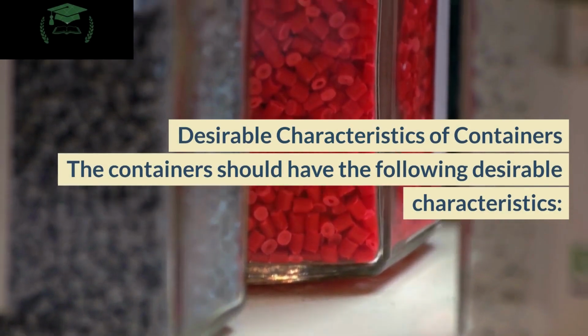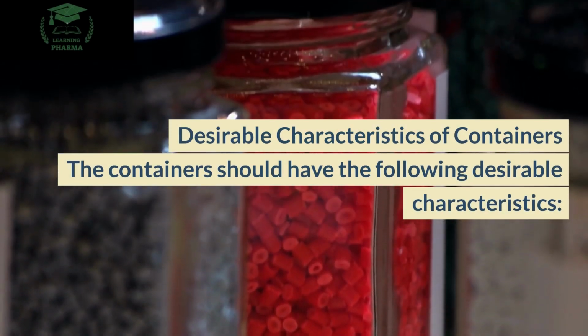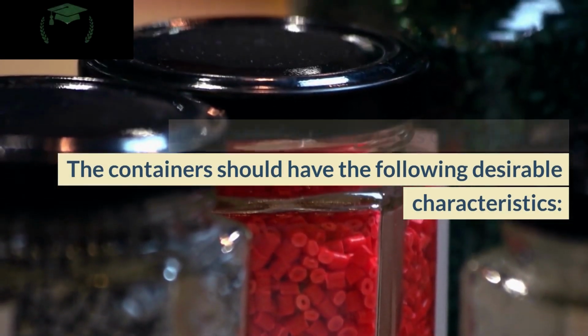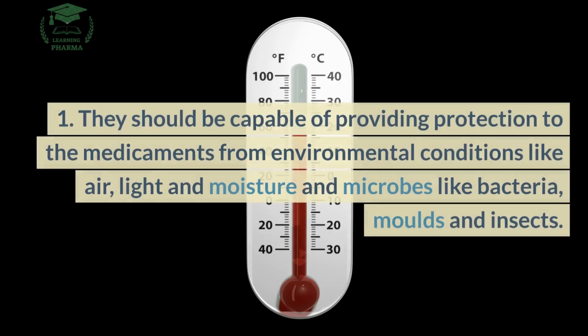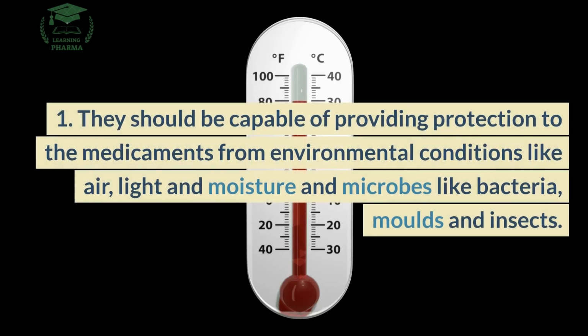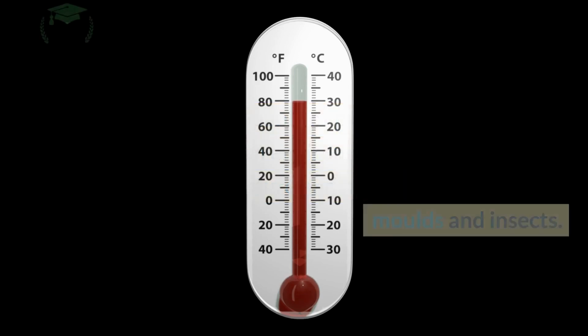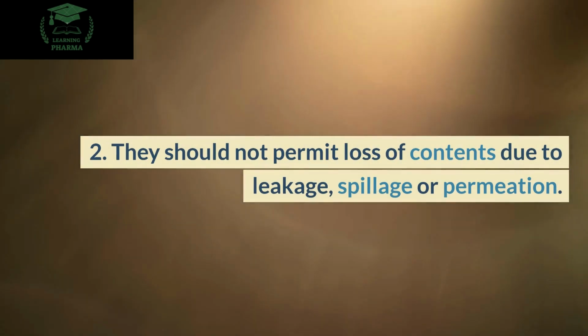Desirable characteristics of containers. The containers should have the following desirable characteristics. 1. They should be capable of providing protection to the medicaments from environmental conditions like air, light and moisture, and microbes like bacteria, molds and insects. 2. They should not permit loss of contents due to leakage, spillage or permeation.